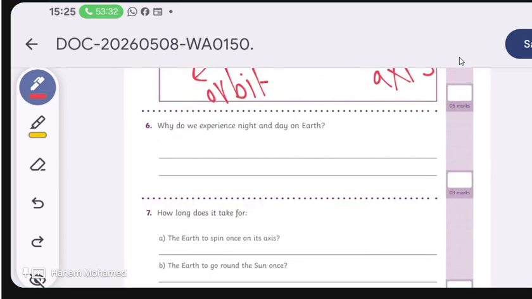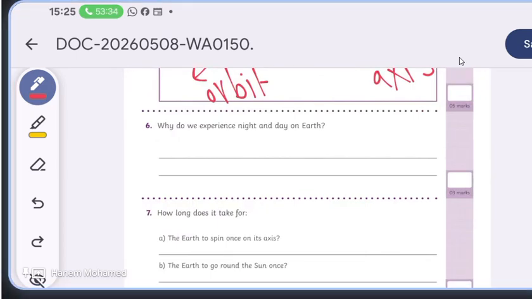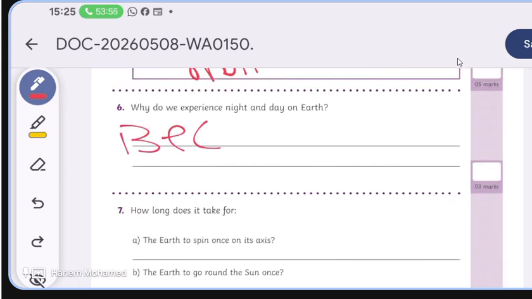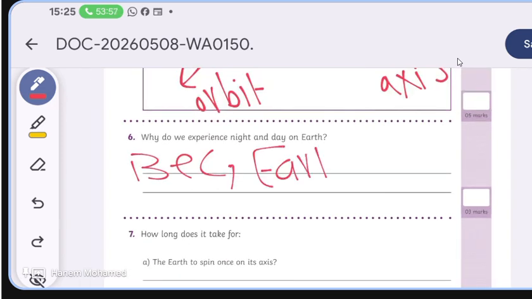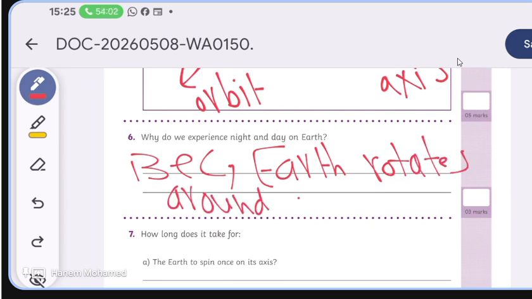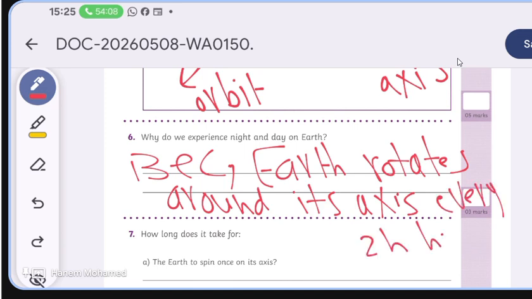So, Jana, why do we experience night and day on Earth? Now he's talking about revolution or rotation. Why do we have day and night? Is this revolution or rotation? Rotation. Because the Earth rotates around its axis every 24 hours, right? We just drew it: the Earth rotates around its axis every 24 hours.